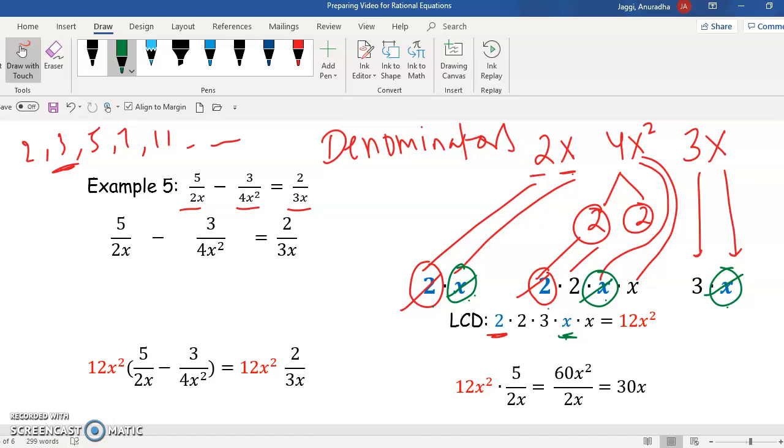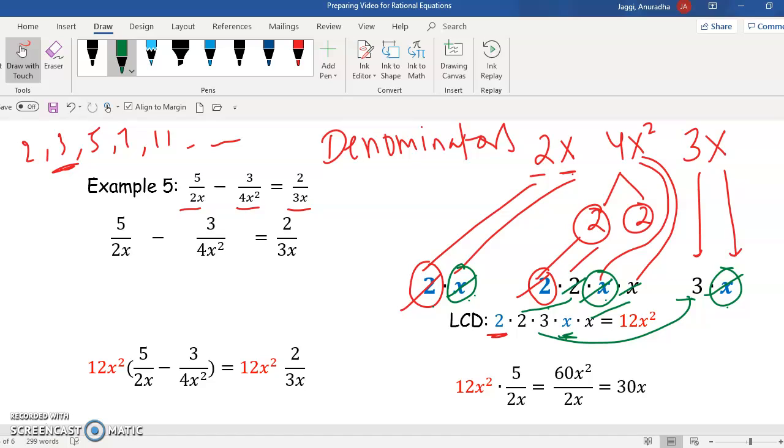Now the next one is this 2. This 2 does not have any other pair anywhere else. You just copy it down. Then the next x does not have any other pair, and then you go to the next. So this is taken care of now, this is taken care of, and you go to the next denominator. It has only 3 left, so nothing else is left. You just copy down that 3 over here.